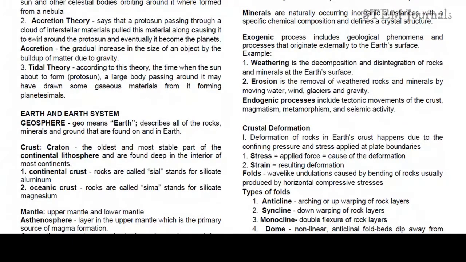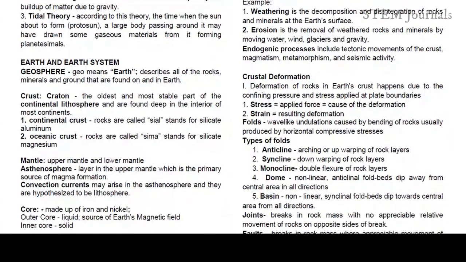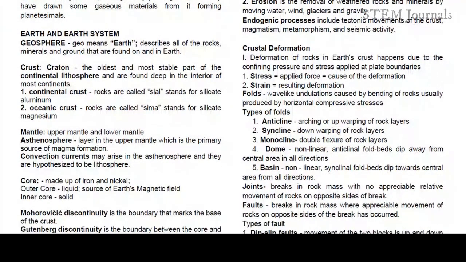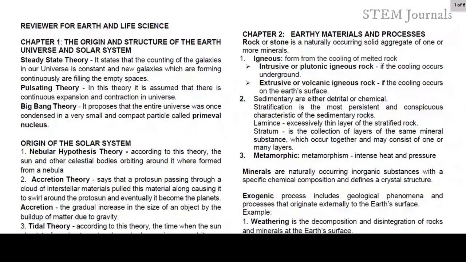And dahil doon sa stay in place niya, merong dumaan, no, na isang large body of objects that contains different types of materials. So dahil sa pagdaan niya doon sa orbit ng ating protosun, the protosun itself drew some of these materials, no, and then formed into planetesimals or planets itself. So those are the underlying theories on how our universe and solar system formed. So kindly always remember these three theories about the origin of the solar system and the universe itself.